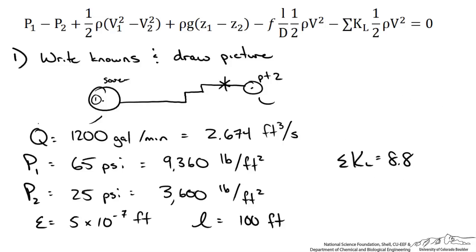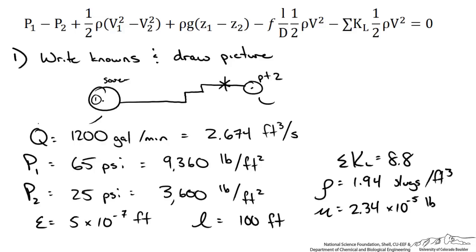But looking at the energy balance here, we know we need a density of our fluid. We're also going to need the viscosity of the fluid to get a Reynolds number down the road. So let's assume a temperature, and 60 degrees Fahrenheit is not a bad assumption for the temperature of city water. So the density, if we look this up in a table, is going to be 1.94 slugs per foot cubed. The viscosity at 60 degrees Fahrenheit is 2.34 times 10 to the minus 5 pound second per foot squared.